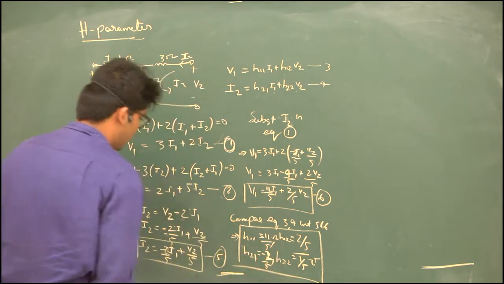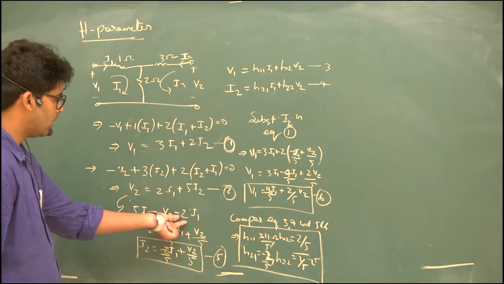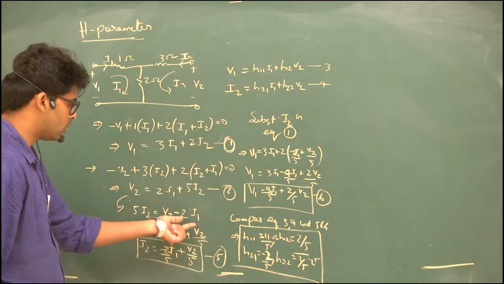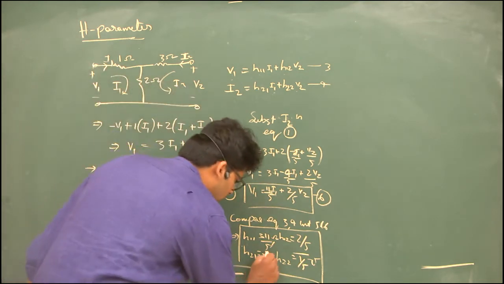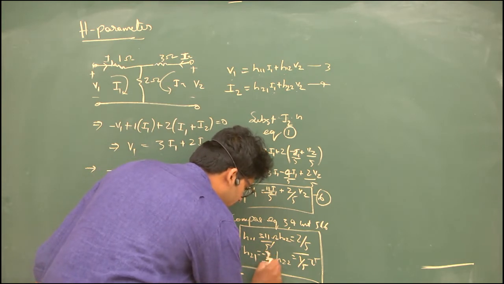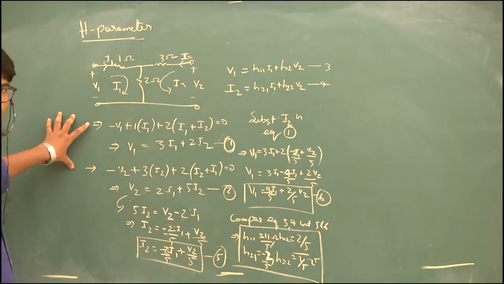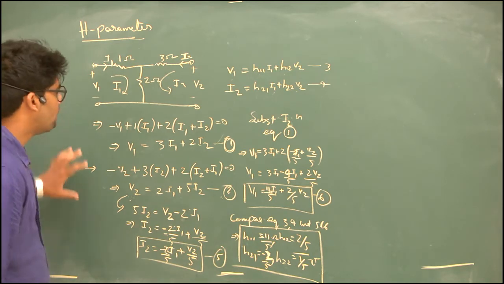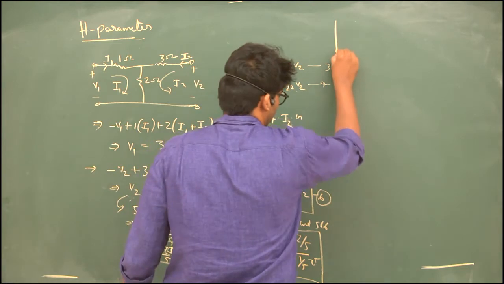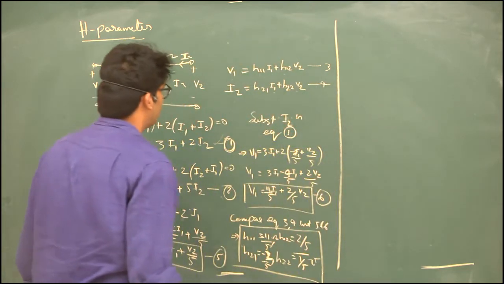I made actually a small mistake here. In place of 5, I wrote something else, so the whole thing changed. So here we will get 2 by 5. Now this is one type of pattern to solve the circuit. Now we'll do another form.